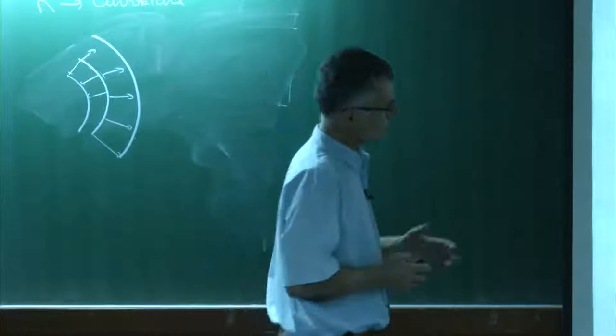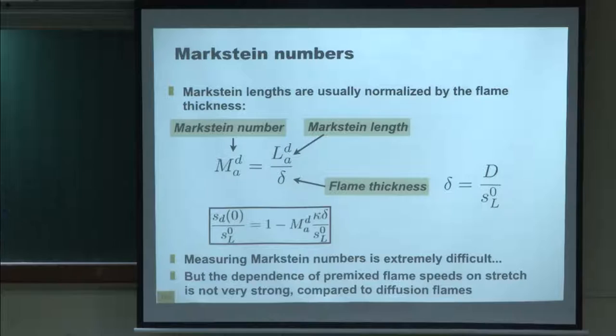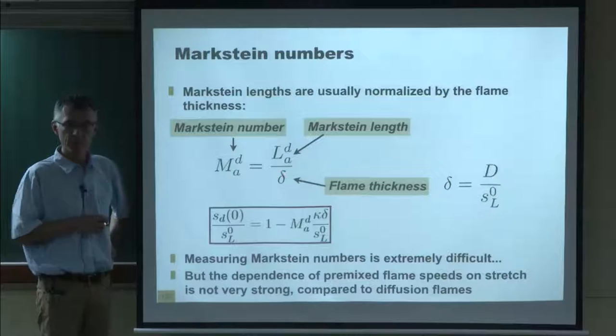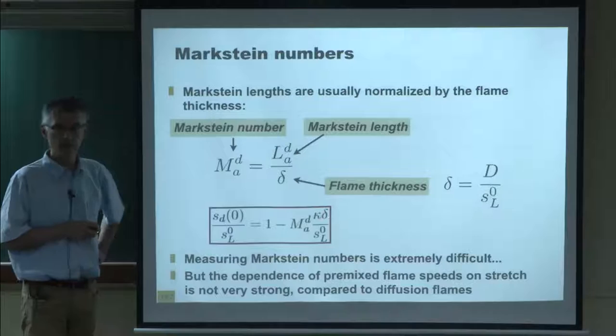So the way they like to present the result is the following. They say a good quantity to scale the Markstein length is the flame thickness. And this is what we call the Markstein number. The Markstein number is the ratio of the Markstein length to the flame thickness. This Markstein number gives you an idea of the sensitivity of the flame to stretch.